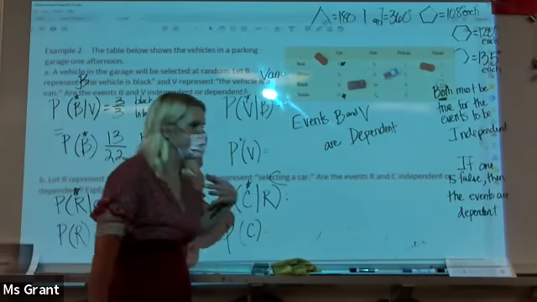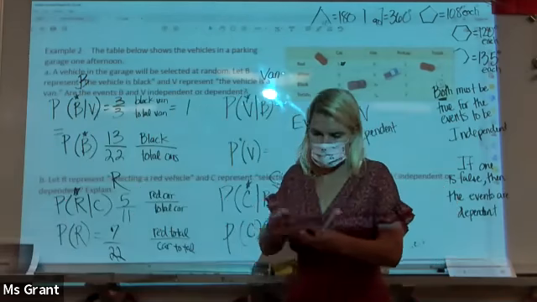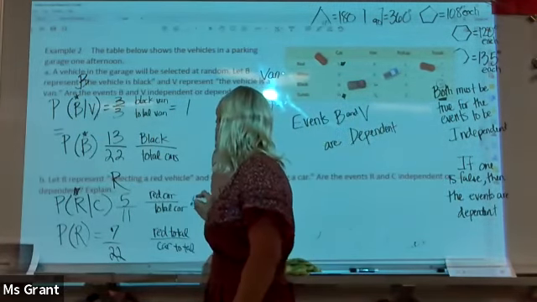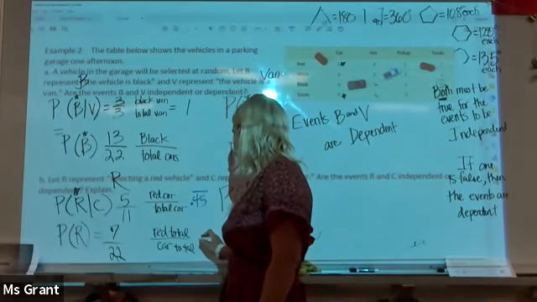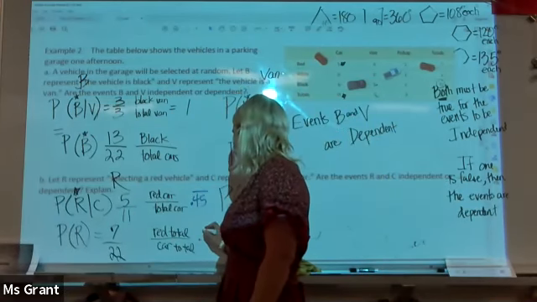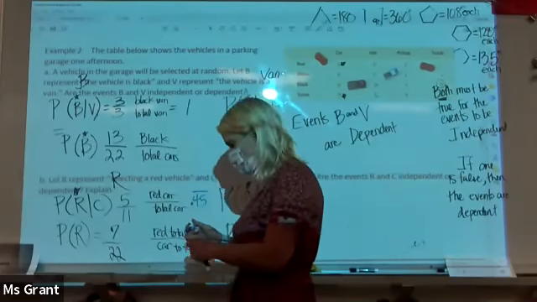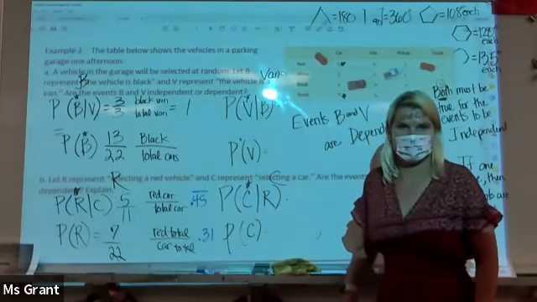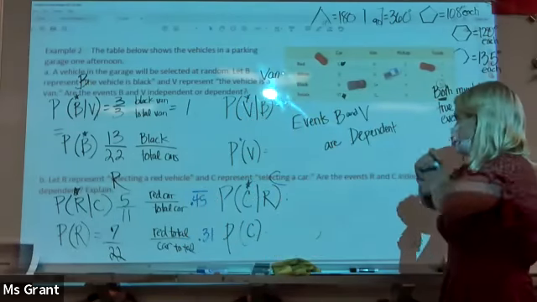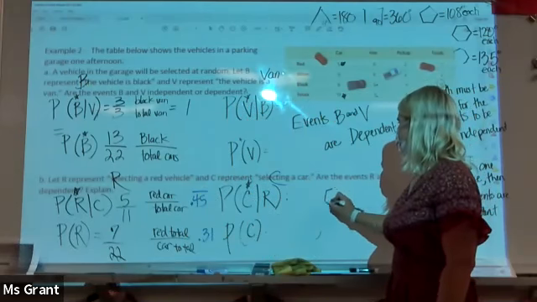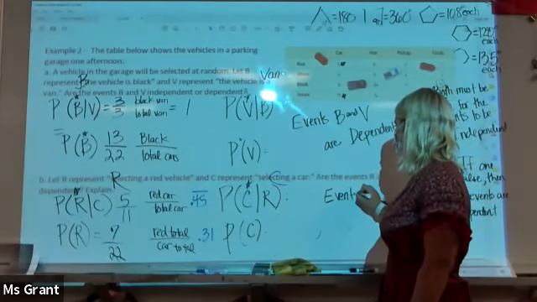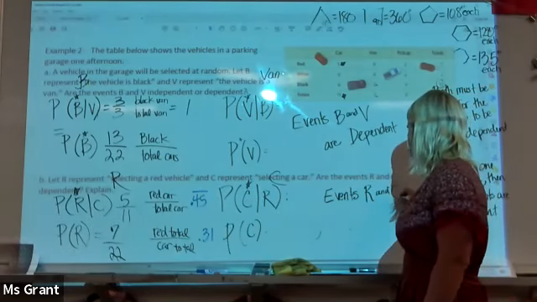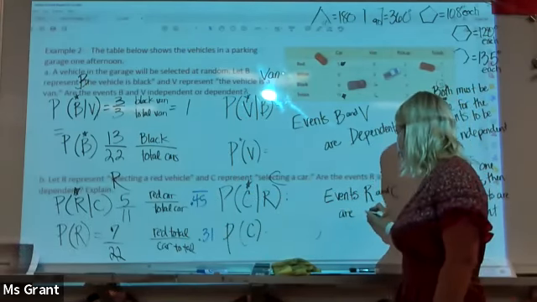What are the decimals? I want to write down the decimals. Someone tell me. So 5 divided by 11 is 0.45, and then 7 divided by 22 is 0.31, or 32. The point is they're not the same. So events R and C are dependent.